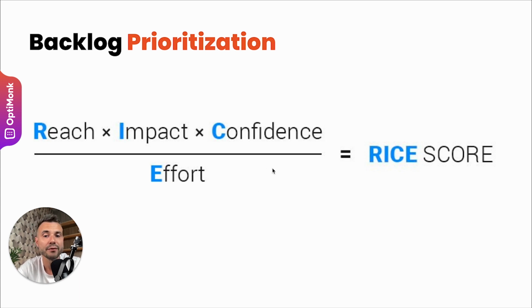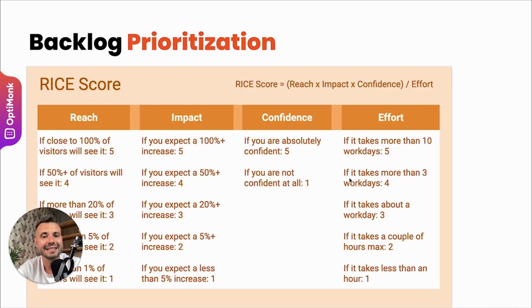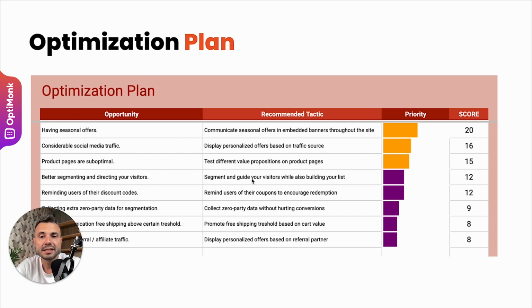This RISE score is one of the most popular prioritizing methods: reach, impact, confidence, and effort. This is the exact methodology we are using here. It's not important to memorize this one, I'm just showing it to you. And this is how the optimization plan actually looks.